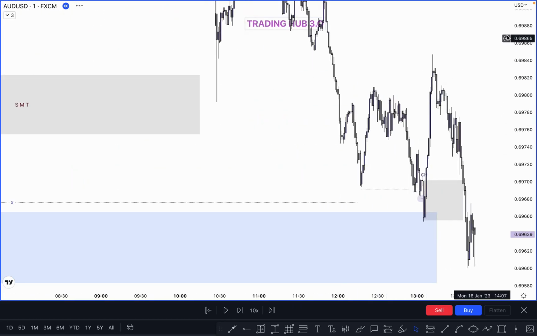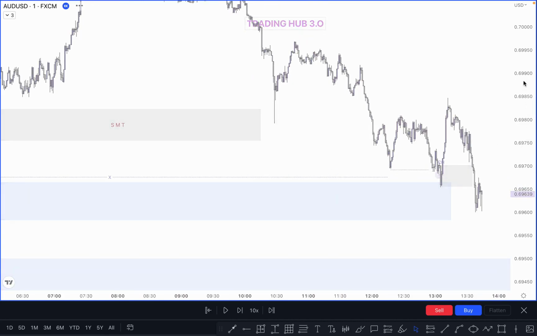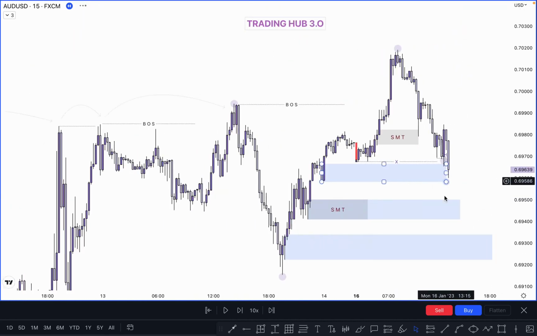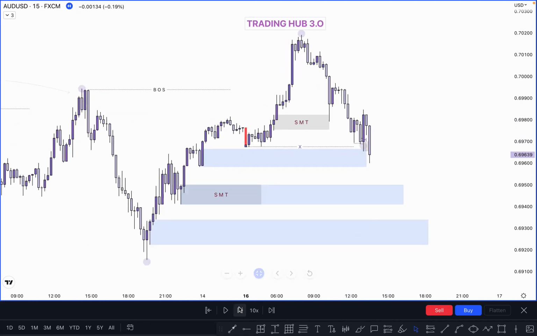Okay, so where is our next POI in this case? First of all, check the 15-minute time frame and wait to mitigate the extreme order block, which is here, and you don't need to buy here because this one is SMT. So let's see what happened next after this one.